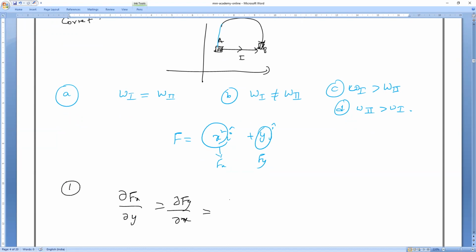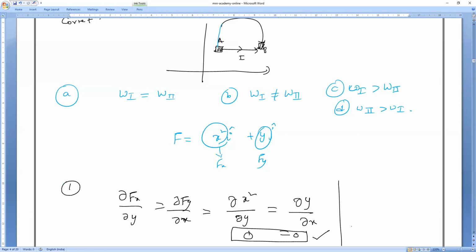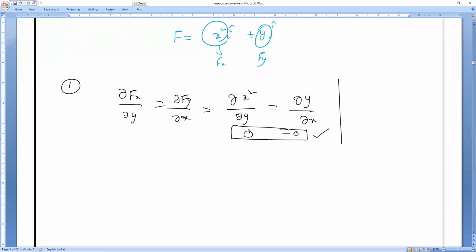So del Fx, how much? Del x square divided by del y. With respect to y, what is x? It is not possible to differentiate. So what is the answer? 0. Then del Fy is del y divided by del x. With respect to x, y is also not possible to differentiate. So the answer is how much? All of you, please respond. 0.